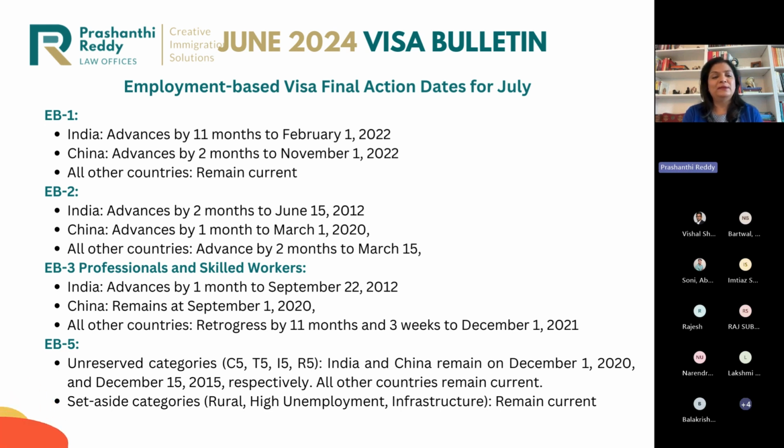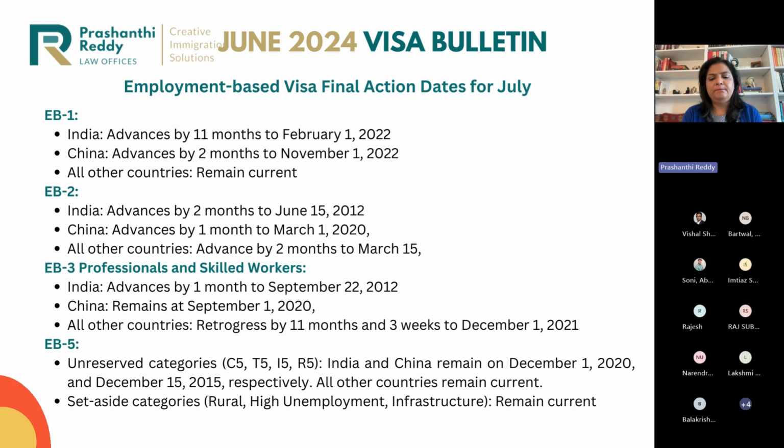There's no backward movement. EB3 advances minimally by 1 month to September 2012 for India. For China, there's no forward movement at all. And for all other countries, EB3 has retrogressed by 11 months and 3 weeks. So you see a retrogression already for EB3. You can expect further retrogression next month.